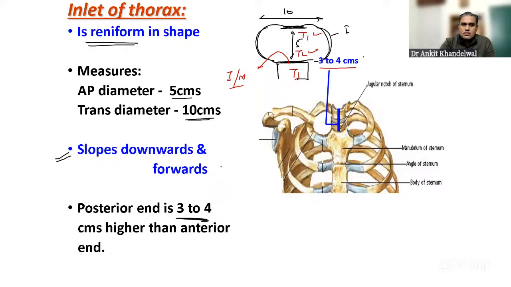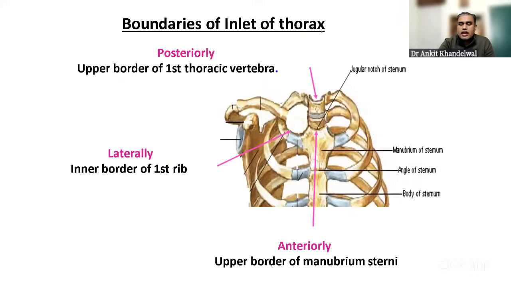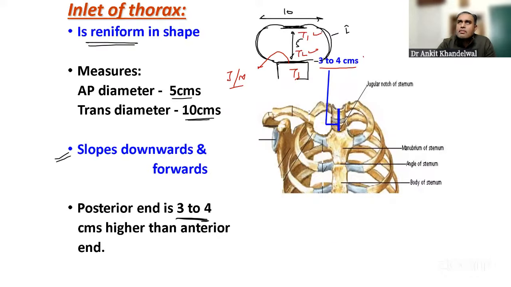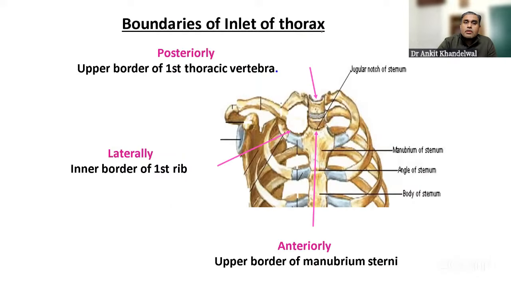Okay, now the boundaries. If a 2 or 3 mark question comes about the inlet of the thorax, then you have to go with the shape, the diameters, how it is sloping, and how high or low it is. Then you talk of the boundaries. Posteriorly, we have the upper border of the first thoracic vertebra. Laterally, we have the entire first rib. So you have to draw it.